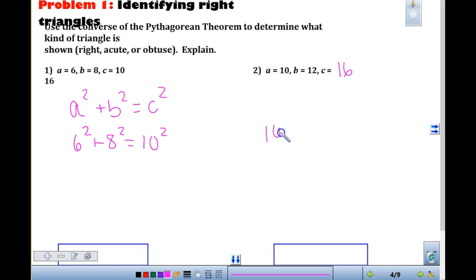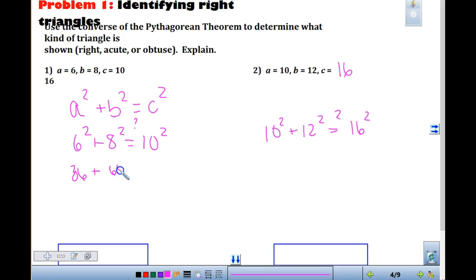10 squared plus 12 squared equals 16 squared. What we are checking is whether 6 squared plus 8 squared equals 10 squared, and whether 10 squared plus 12 squared equals 16 squared. So in this first one, we don't need our calculators for this, right?